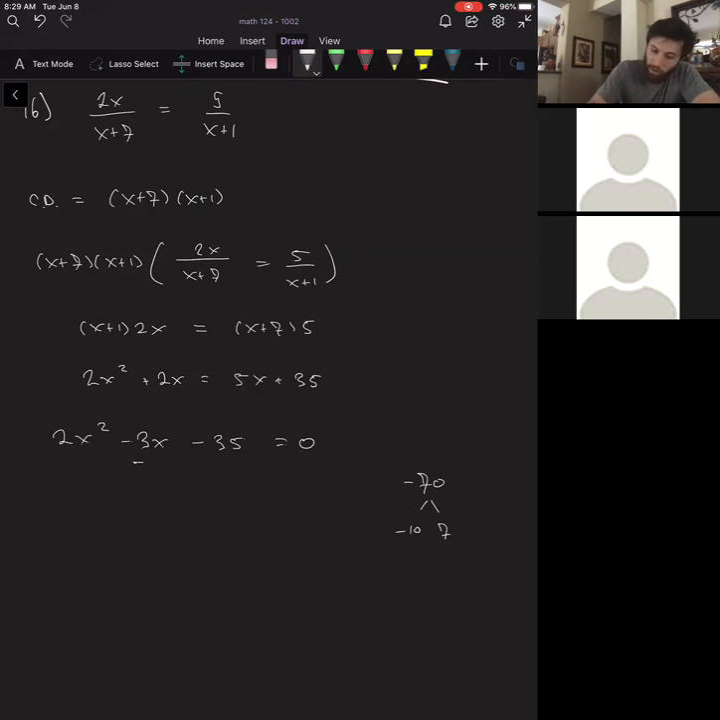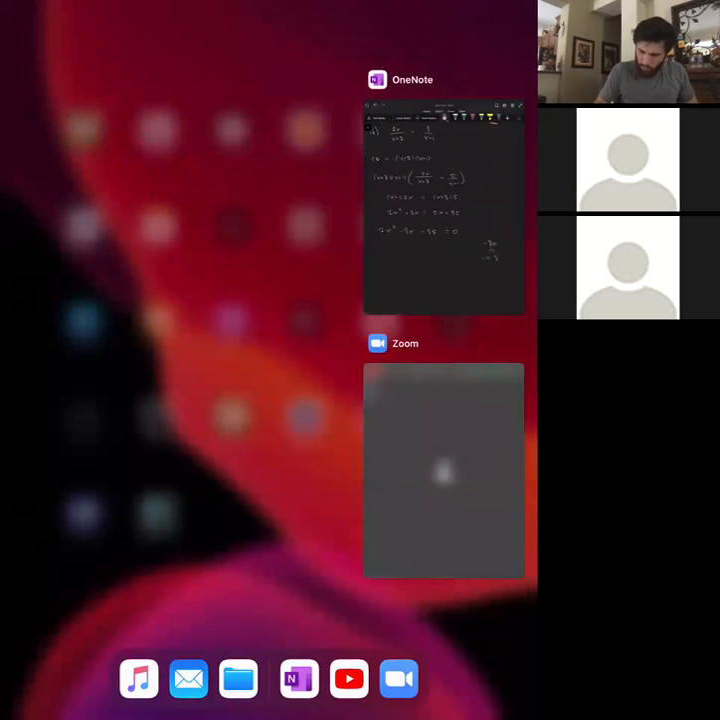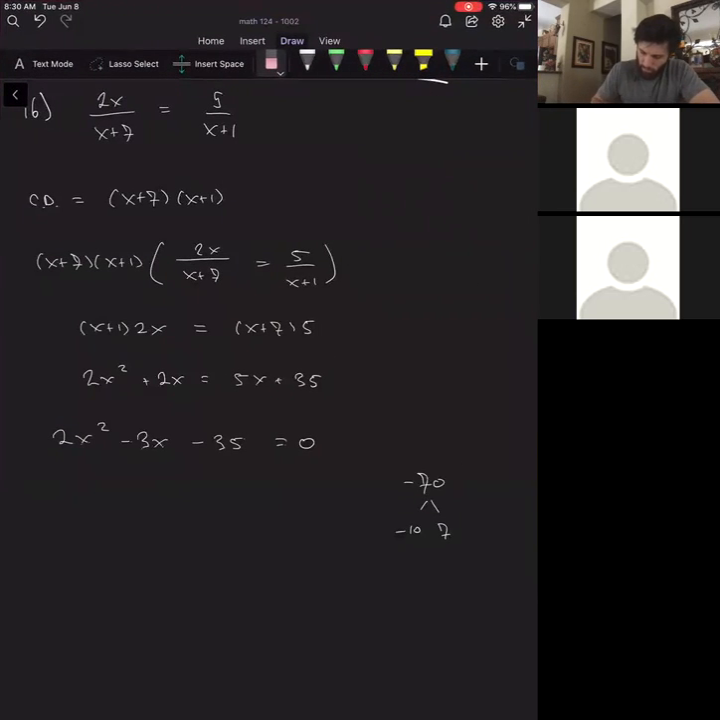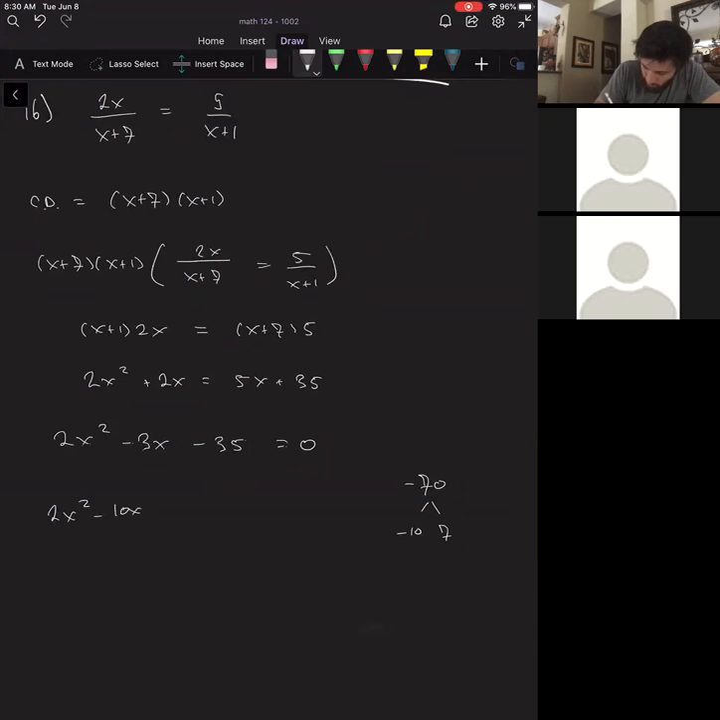So what we do is now we write this as 2x squared. Oh, I was on the eraser. Okay, so we have 2x squared minus 10x plus 7x minus 35 is equal to 0. So what we're doing is just continuing to factor. And so we group the first two terms together and the second two terms together.